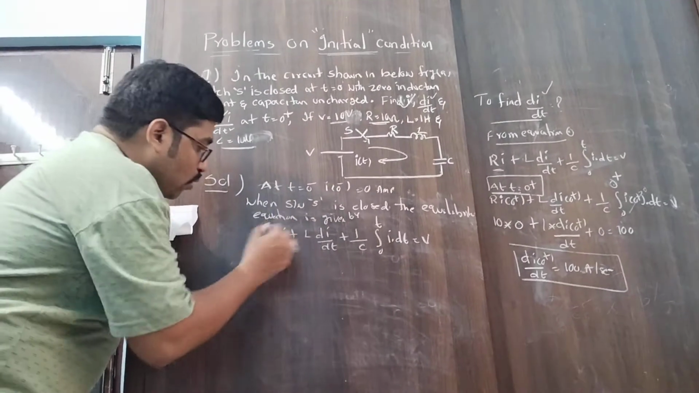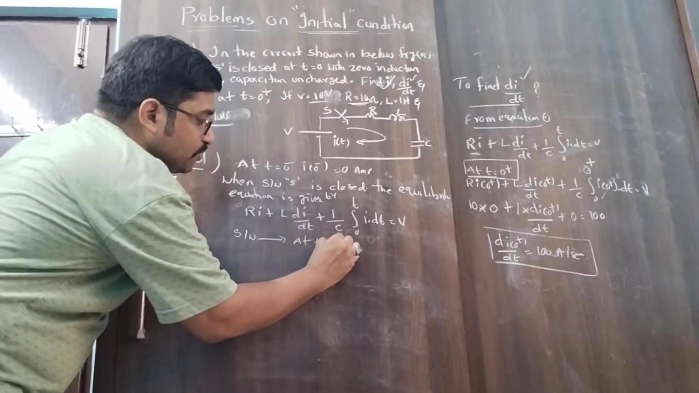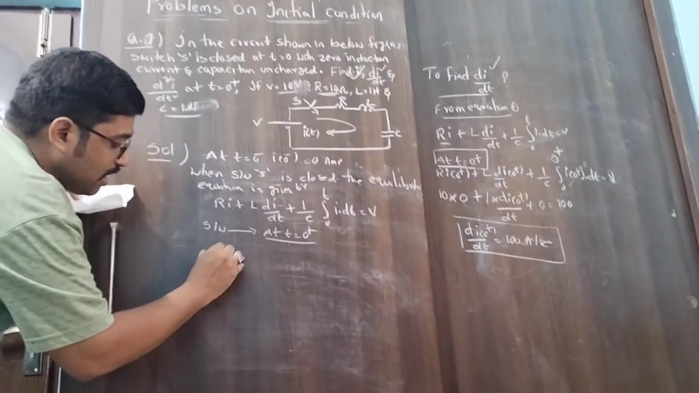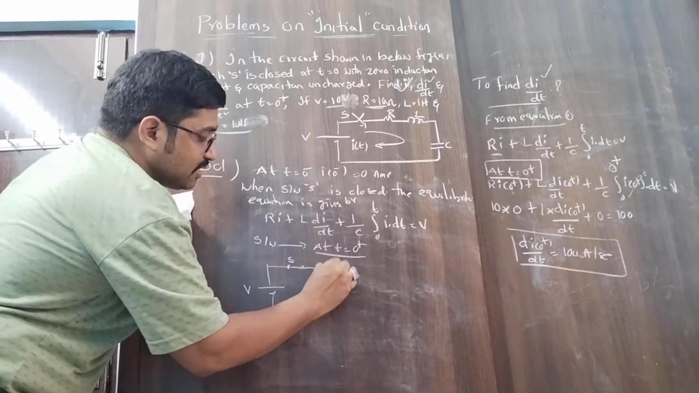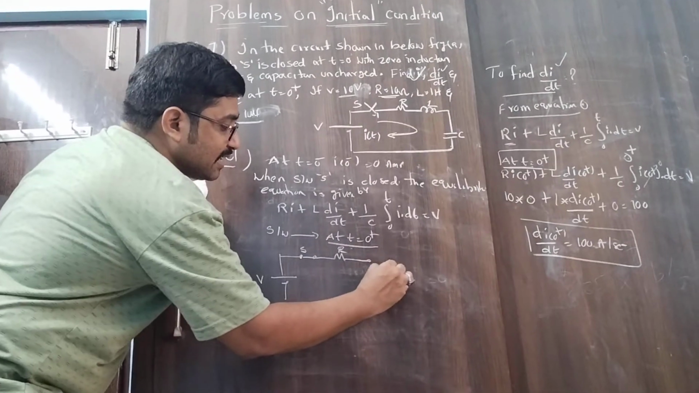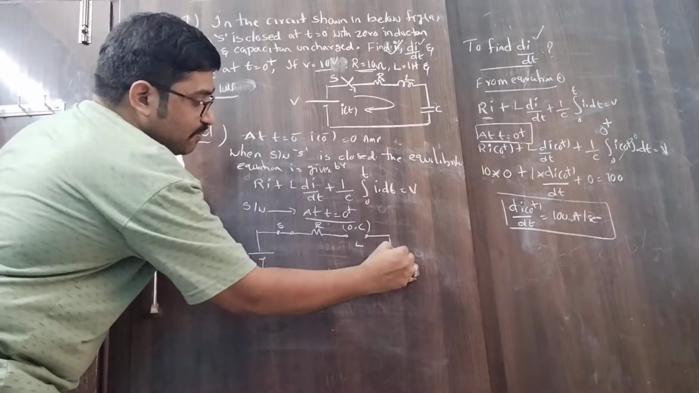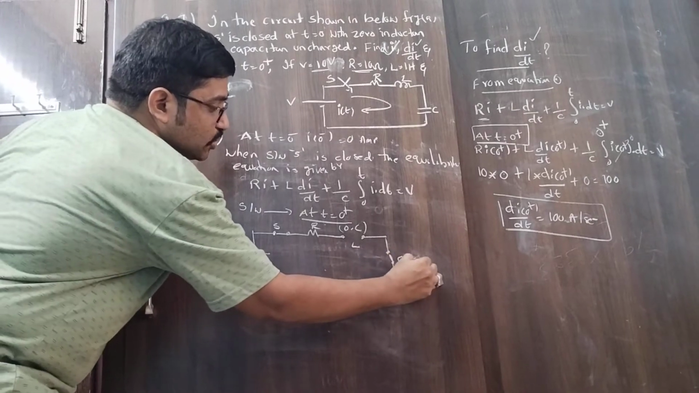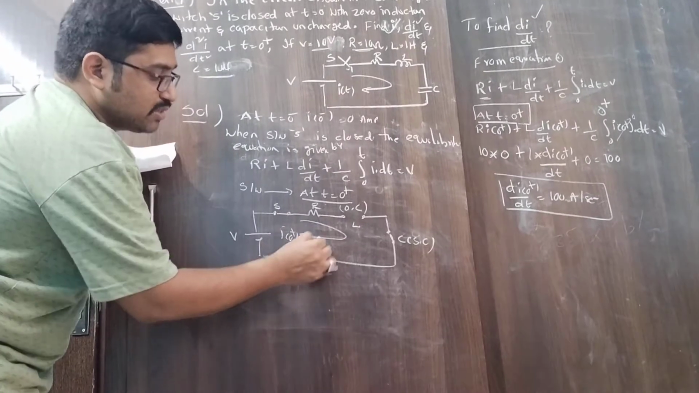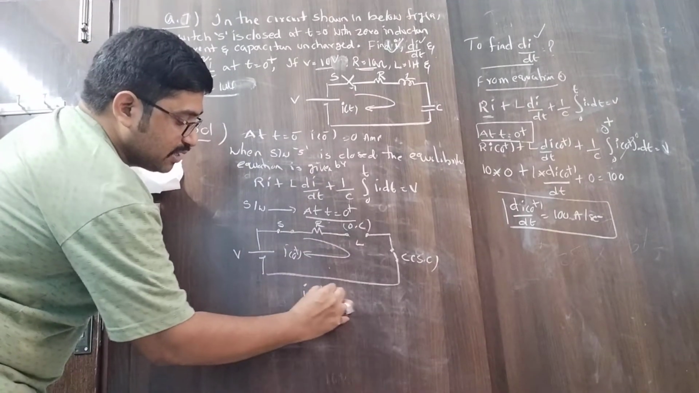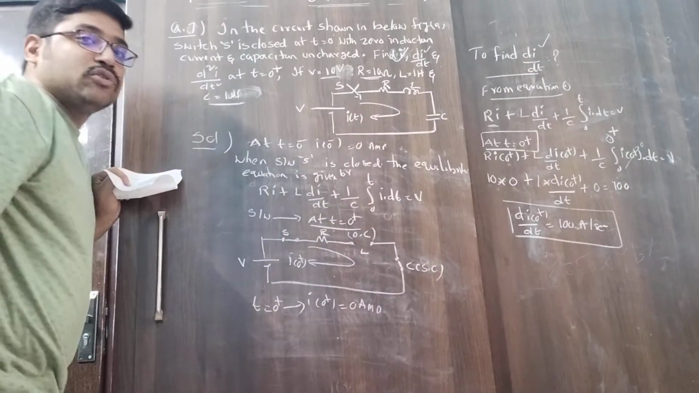Okay, so when the switch has been closed at t equals 0 plus, this is the value of v. The resistance R will remain the same, the inductor L will act as an open circuit, and the capacitor will act as a short circuit. Therefore, since it is an open circuit, i of 0 plus is 0 amperes.